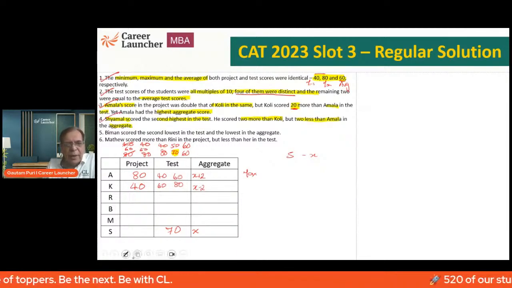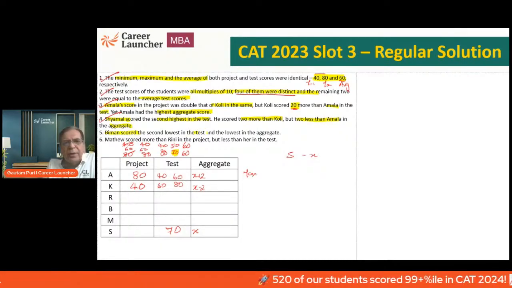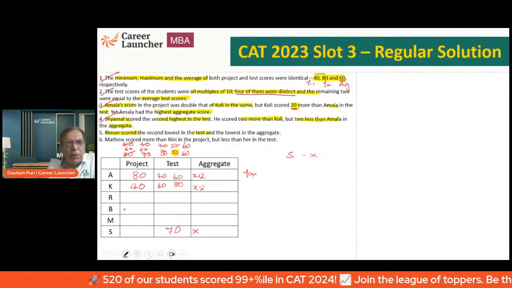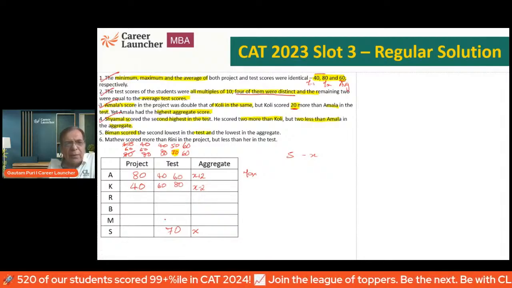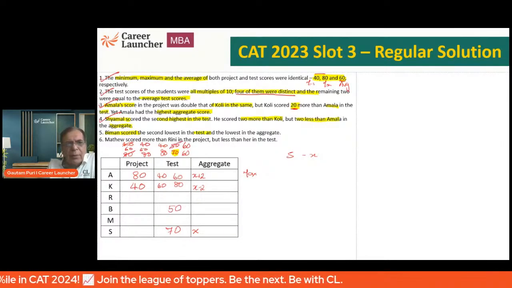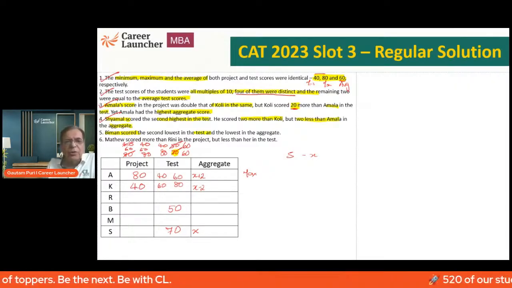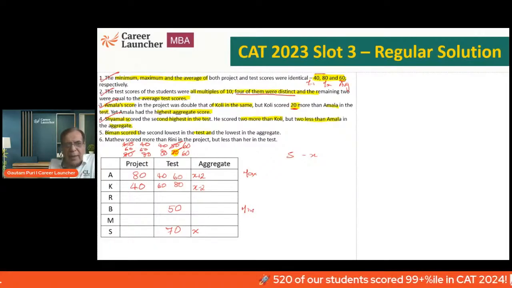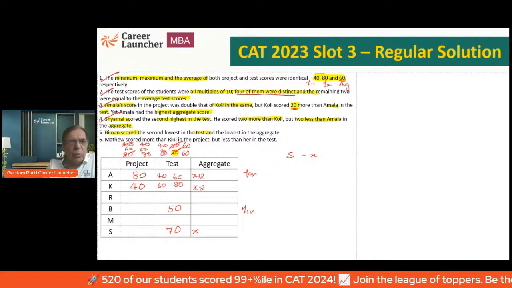Next, statement 5. Viman scored the second lowest in the test. What is the second lowest in the test? It is 50 marks. The lowest in test is 40 marks. So second lowest in test is 50 marks scored by Viman. So let us remove these two also. And the lowest in the aggregate: Viman is minimum. So while Amla is the highest, Viman is the lowest aggregate score.